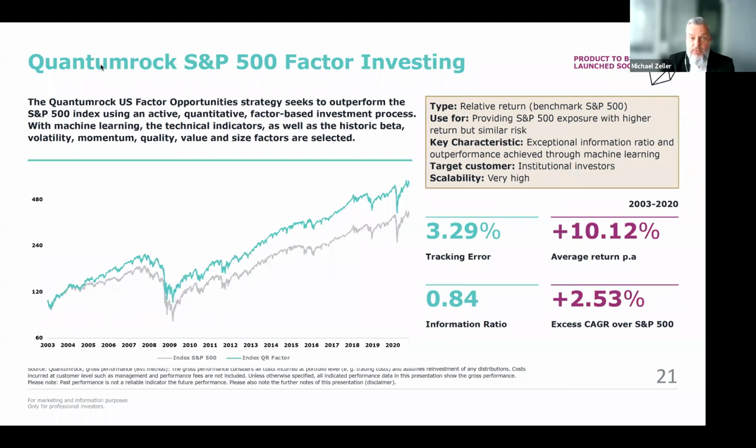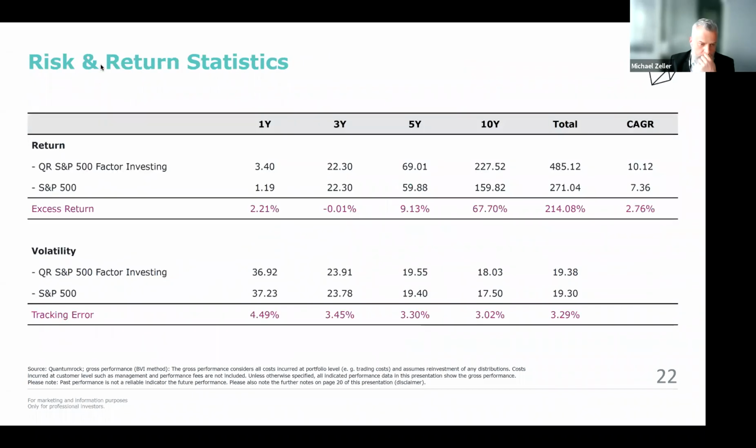So in that sample case, in the S&P 500 case, we were able to achieve an information ratio of 0.84. So that means in that case that we have an average excess return of more than 2.5%. And the volatility coming along with the product is pretty similar to the volatility coming from the S&P 500. So on the next slide, you will just see the historical data table.